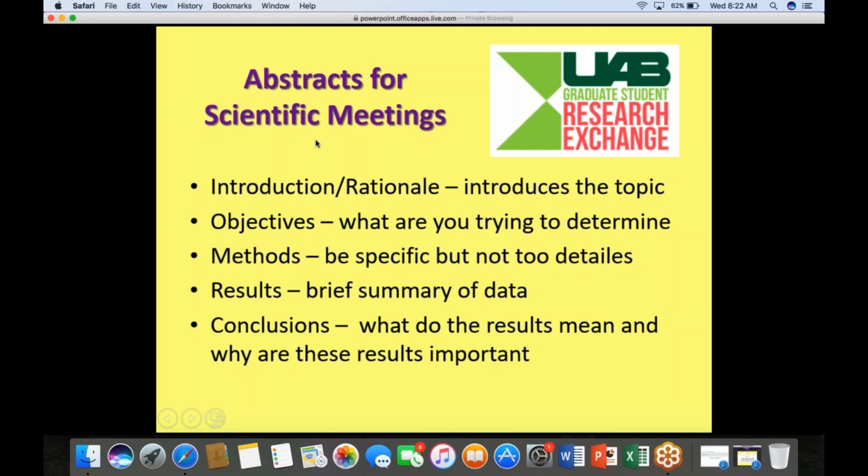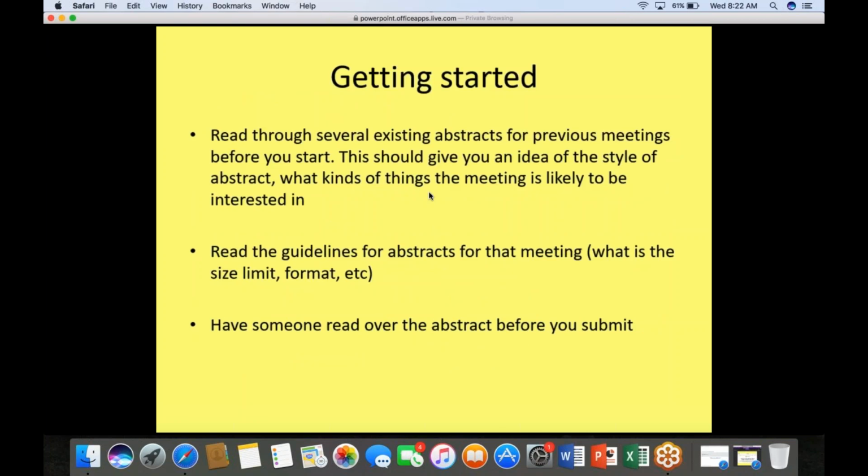All right, so abstracts for scientific meetings are very short. You need to introduce very quickly, in one sentence, basically, what the main problem is, what you're trying to determine, what your methods were, and what your results are. I think abstracts for meetings are possibly the hardest ones to write. Part of it is you're writing them and sending them in long before you've finished everything, but also because you have to be so concise.